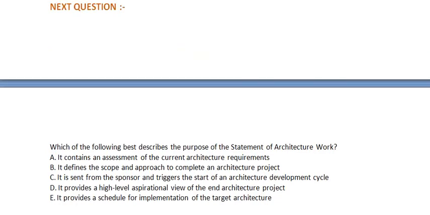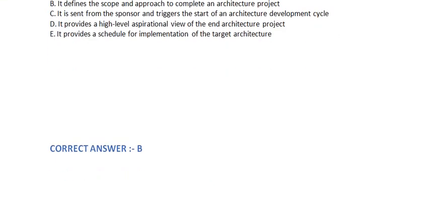Next question is, which of the following best describes the purpose of the statement of architecture work? Option A, it contains an assessment of the current architecture requirements. Option B, it defines the scope and approach to complete an architecture project. Option C, it is sent from the sponsor and triggers the start of an architecture development cycle. Option D, it provides a high-level aspirational view of the end architecture project. And option E, it provides a schedule for implementation of the target architecture. The correct answer is option B.